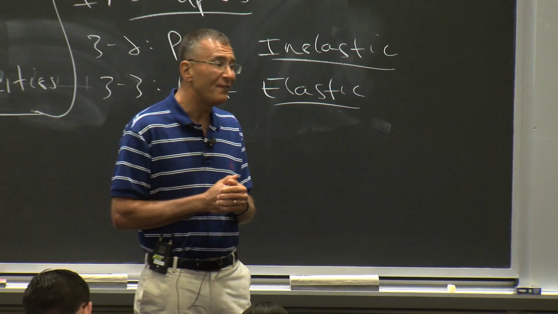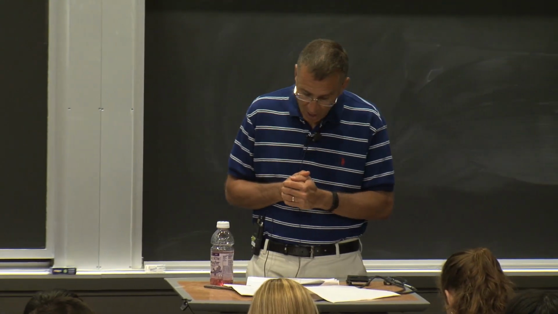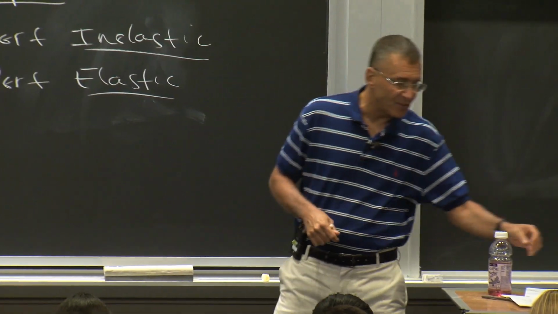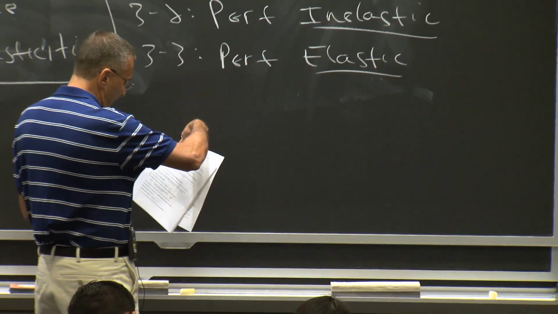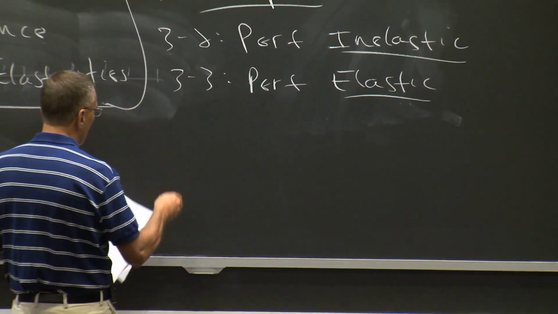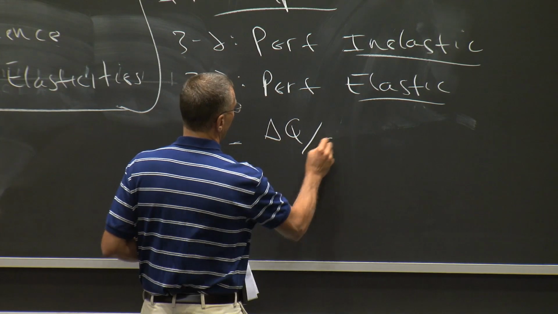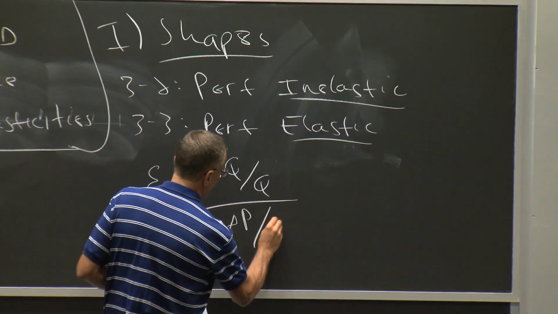More generally, what will define the shape of the demand curve is what we call the price elasticity of demand. It's going to be the price elasticity of demand, which we're going to call epsilon, which is delta Q over Q over delta P over P.